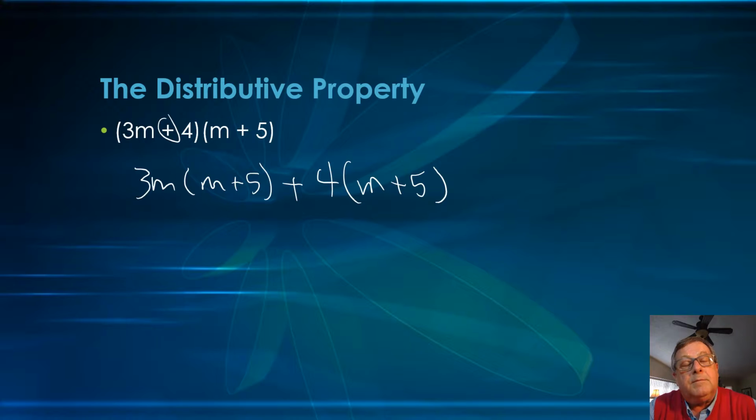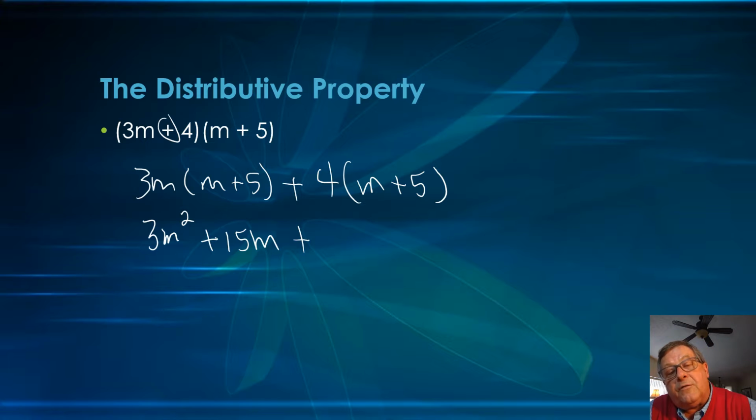Well, let's go. 3m times m, again, is 3m squared. We know when we multiply two exponentials, we add the exponents, 3m to the first times m to the first. Then 3m times positive 5 is 15m. And then I got this plus sign out here because we're multiplying by a positive. So 4 times m, a positive and a positive, 4m times positive m is 4m. And 4 times 5 is 20.